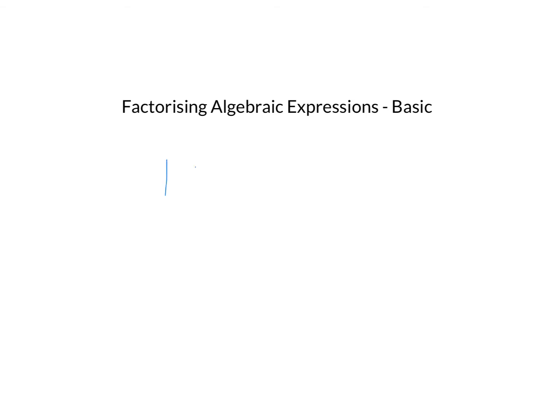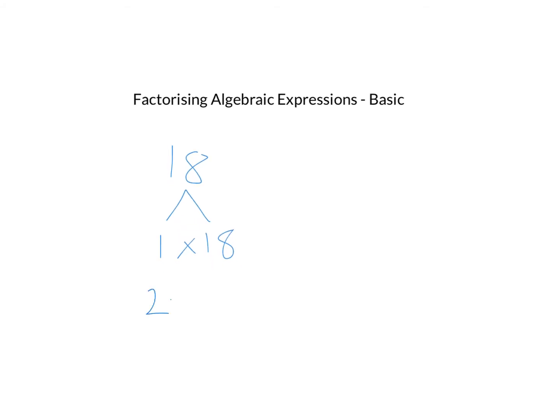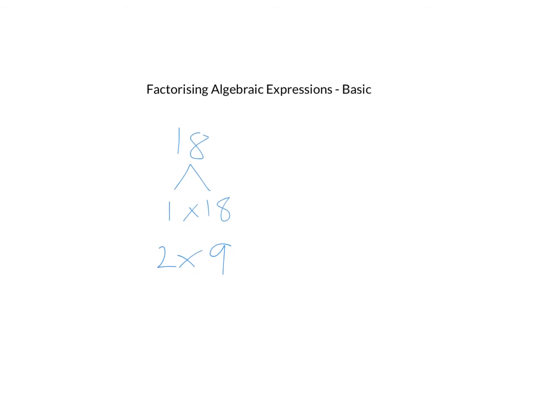So if I look at the number 18, for example, that's a number that has a few factors. I could say 1 times 18 would give us 18. I could say that 2 times 9 would give us 18, or that 3 times 6 would give us 18. So 1, 2, 3, 6, 9, and 18 are all factors of 18.